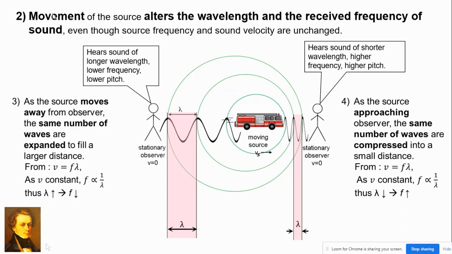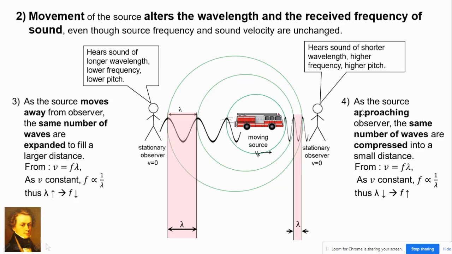Second case, the movement of the source alters the wavelength and received frequency of the sound, even though the source frequency and sound velocity remain unchanged. So, as the source moves away from the observer, the same number of waves are expanded to fill a larger distance. From the equation v = fλ, when v is constant, frequency is inversely proportional to wavelength. So when the wavelength increases, frequency will decrease. That's why the observer will hear sound of longer wavelength with lower frequency and lower pitch.